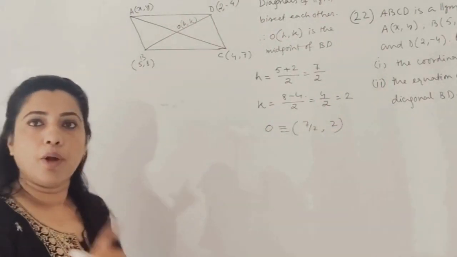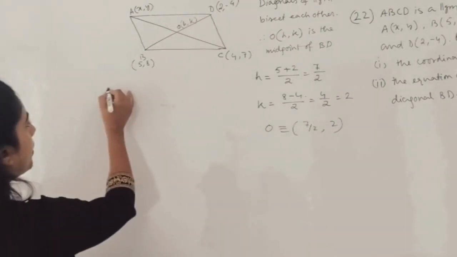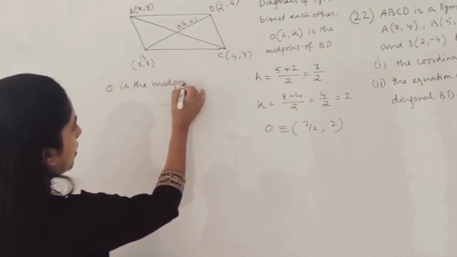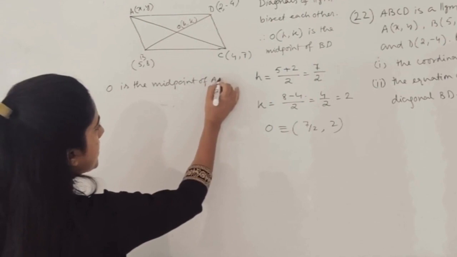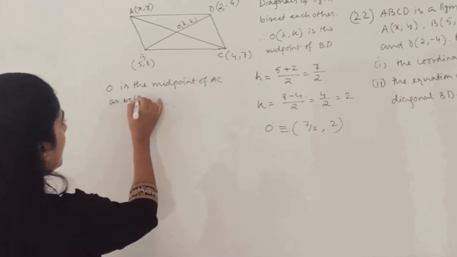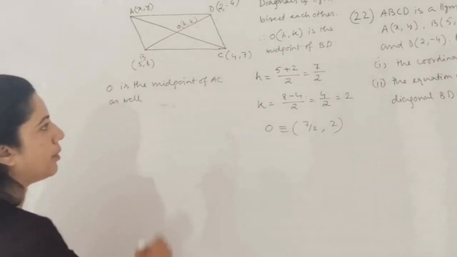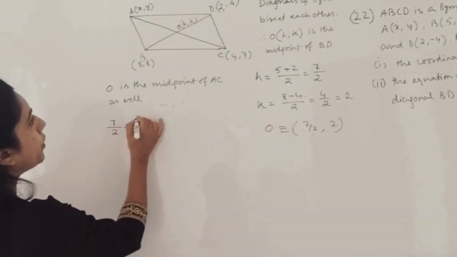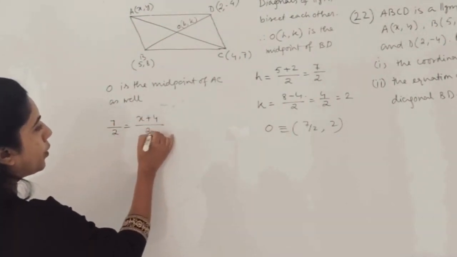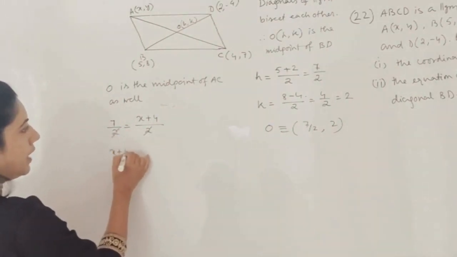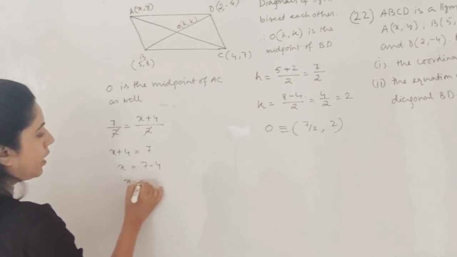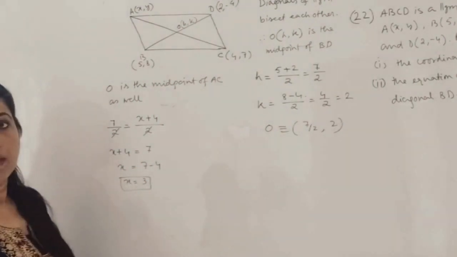Now O is the midpoint of AC as well. Okay, I am writing it here. O is the midpoint of AC as well. So again use the midpoint formula, that is our H, that is 7 by 2 is equal to x plus 4 upon 2. 2 and 2 get cancelled. x plus 4 is equal to 7, or x is equal to 7 minus 4, that is 3.